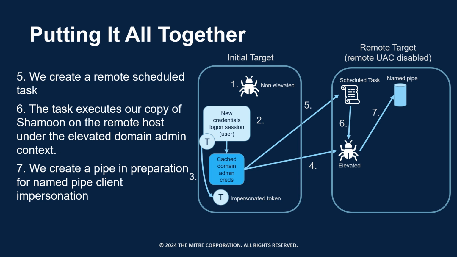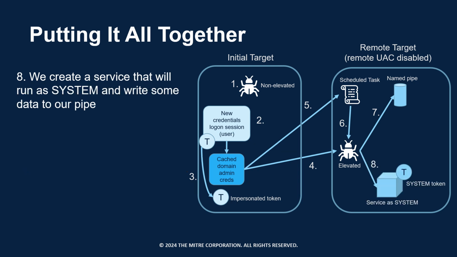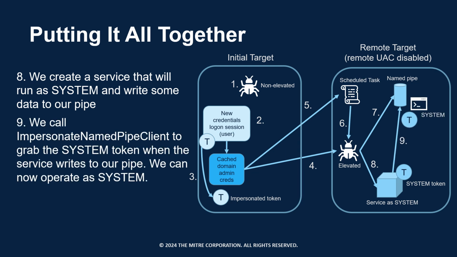The first step in namepipe client impersonation is for us to create a named pipe to listen on. We then create a service that will connect to our named pipe as system and write some data to it. Once the system service has connected to and written to our pipe, we call Impersonate namepipe.